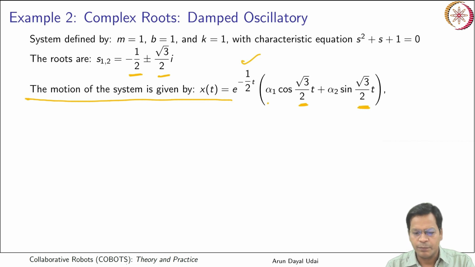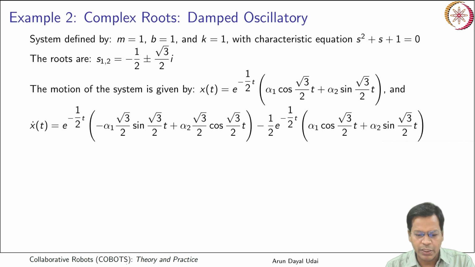Moving further, if I take the derivative of this, I should get this. You can do it yourself: the first into the derivative of the second, and the second into the derivative of the first, will give you this. I have done this just to get the position and velocity equations of my system.